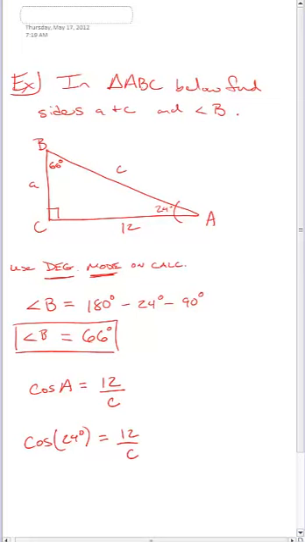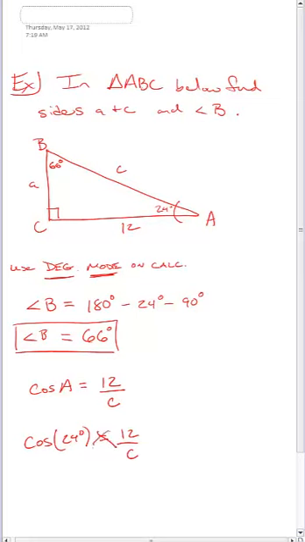Realize that I'm using cosine here because I need to only have one unknown side. If I was to use the sine of A, that would be opposite over hypotenuse, and we'd have A over C. You wouldn't be able to solve for either of them because there'd be two unknowns in the equation. So I'm using cosine because that only creates one unknown. The adjacent side is known, and the hypotenuse is unknown.